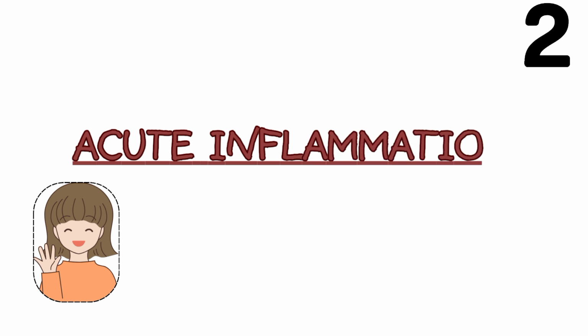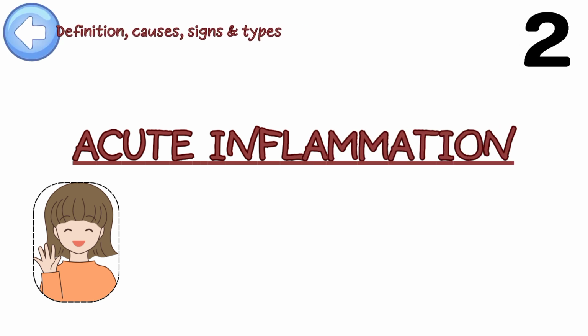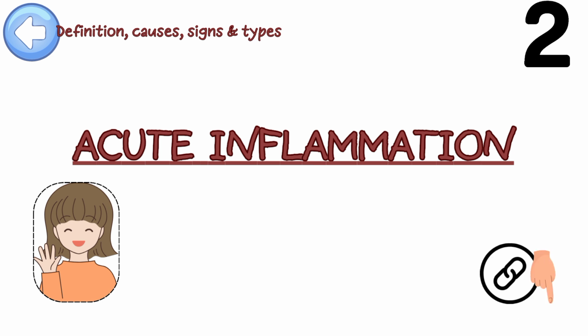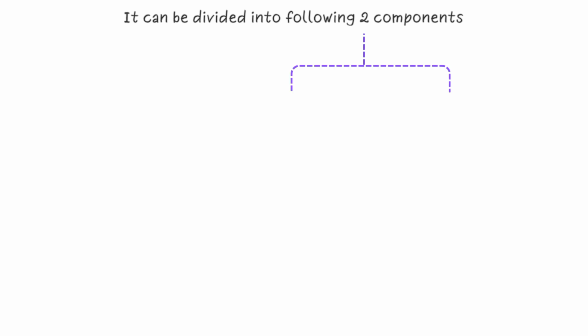In this video we will be discussing acute inflammation. The previous video, which is the first part of inflammation, contained the definition, causes, signs and types of inflammation. Link is given in the description. Let's start acute inflammation. It can be divided into the following two components.